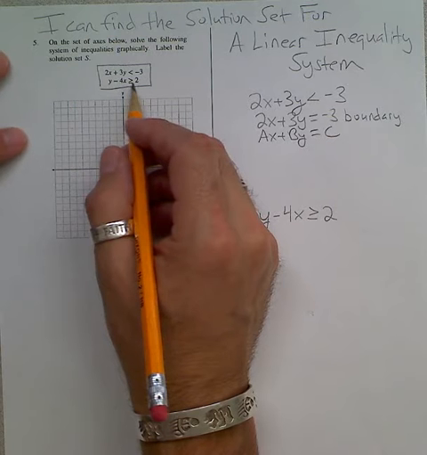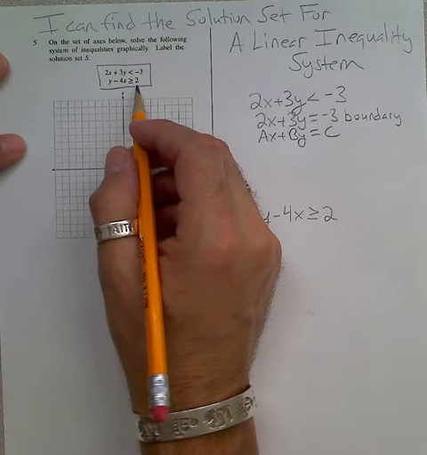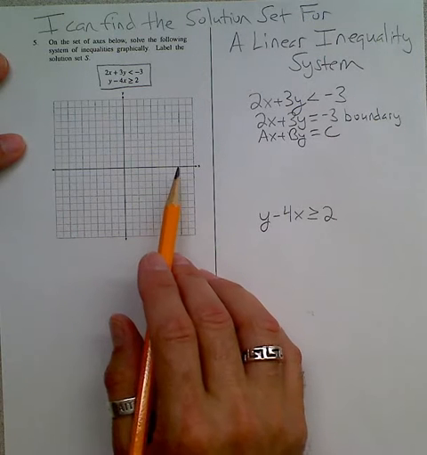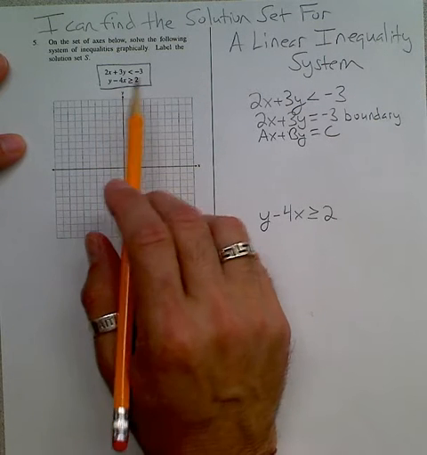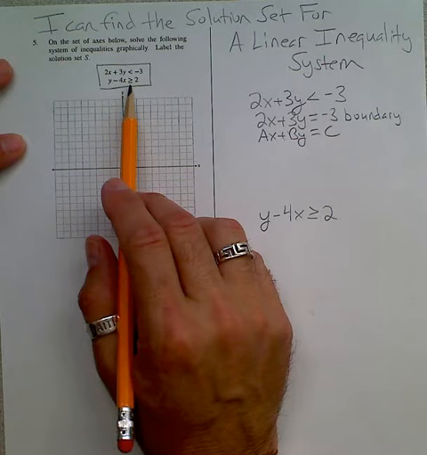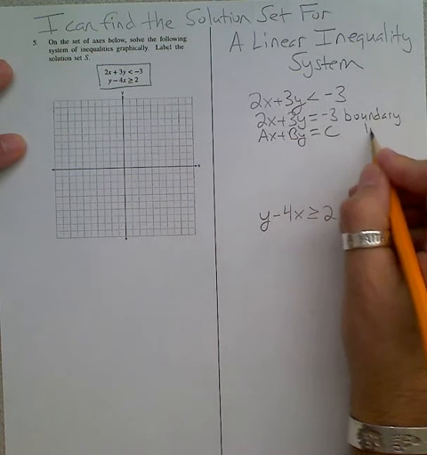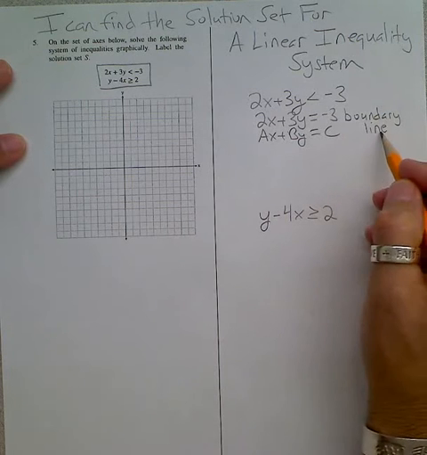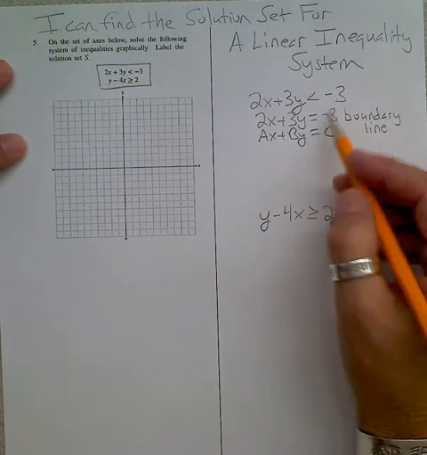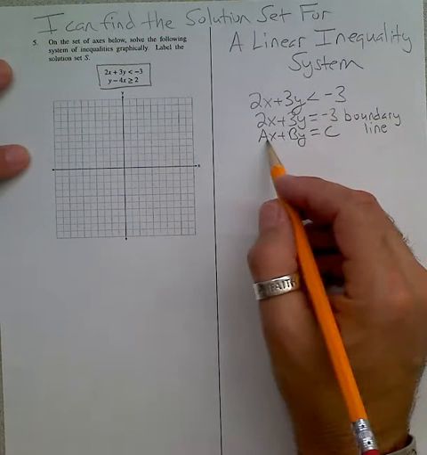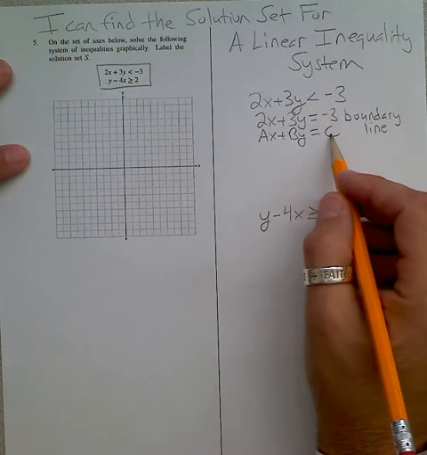When solving a linear inequality system, we're looking for a region on our coordinate plane of ordered pairs that will work for both of these. To do this, we're first going to find what we call our boundary lines. Our first boundary line will be the first inequality set equal instead of less than. This is in ax plus by equals c form, which we call standard form.